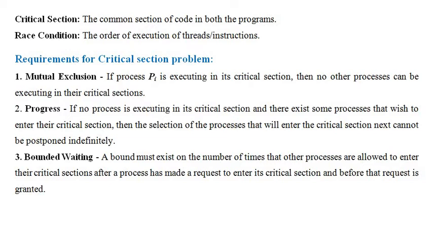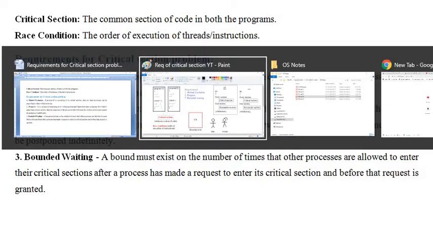And race condition means the order of execution, right? In the previous video I discussed this critical section deeply, so please watch my previous video for the critical section problem. Okay, let us go for the requirements of a critical section problem, right?